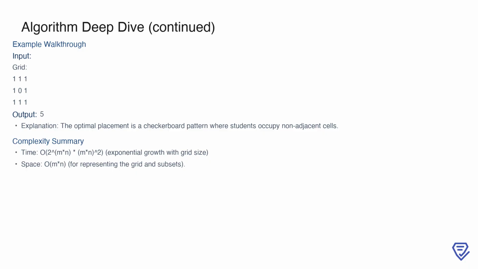Finally, let's summarize the complexity. The brute force method has a time complexity of O(2^(m*n) × (m times n)), which grows exponentially with the grid size. The space complexity, on the other hand, is O(m*n), as we need to store the grid and subsets during computation. While this approach is computationally expensive, understanding its mechanics provides a foundation for exploring more efficient solutions like dynamic programming or heuristics.